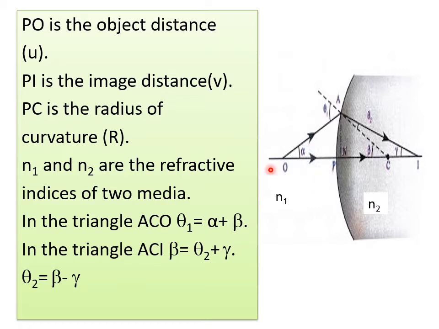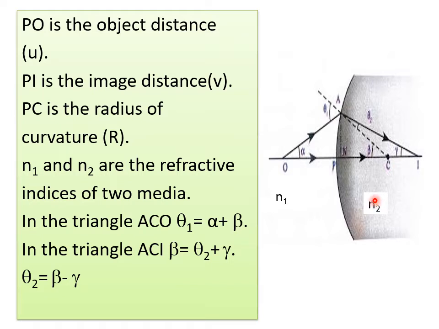Now coming to this slide, PO is the object distance because O is the object there, and it is represented by U. PI is the image distance because I is the image here. It is represented by V. And as C is the center of curvature, PC is the radius of curvature, so it is represented with R. N1 and N2 are the refractive indices of the two media.